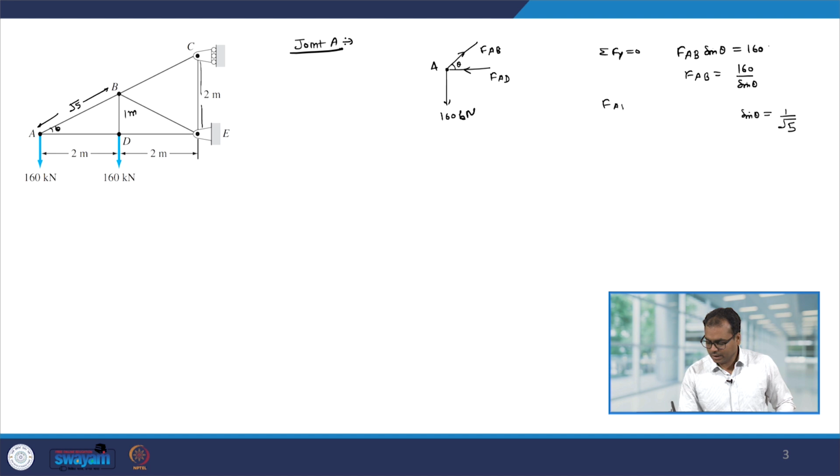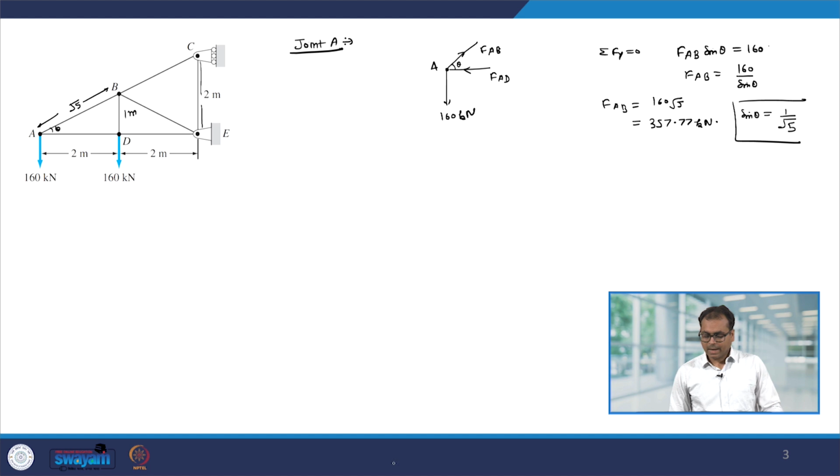So, you get FAB equal to 160 square root 5, and this you can calculate. This is 357.77 kilonewton, and since its direction is away from point A, or joint A, this will be a tensile force. So, for tensile, let me just write down T.